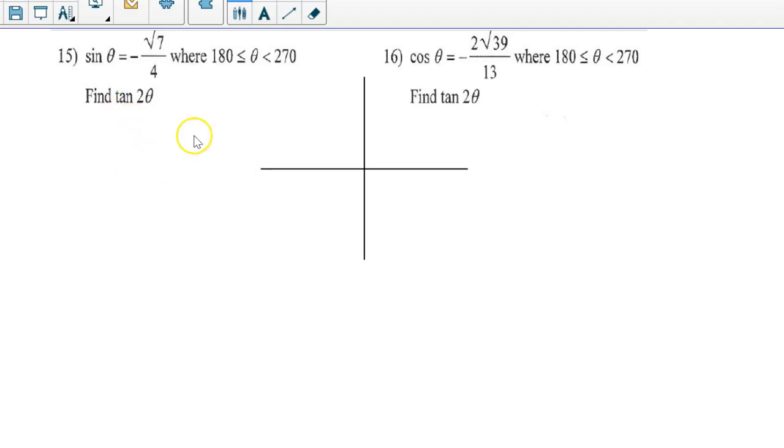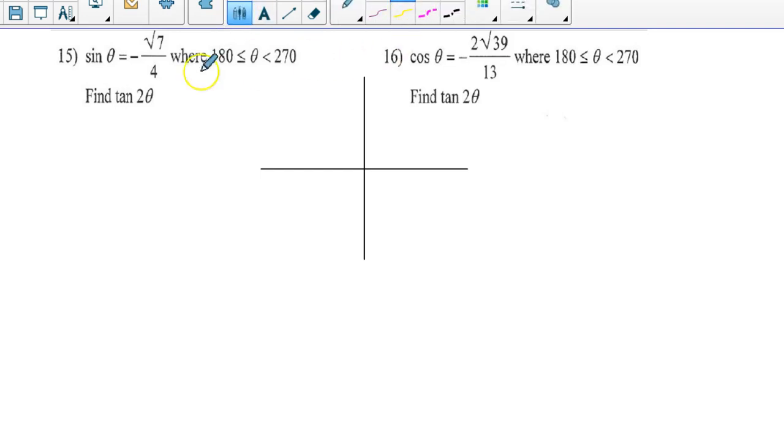Find the value of tan 2 theta given sin theta is equal to negative square root of 7 over 4, and where this angle theta lies between 180 and 270. So 180 means it is in the third quadrant, right? The third quadrant, that's why sine is negative.